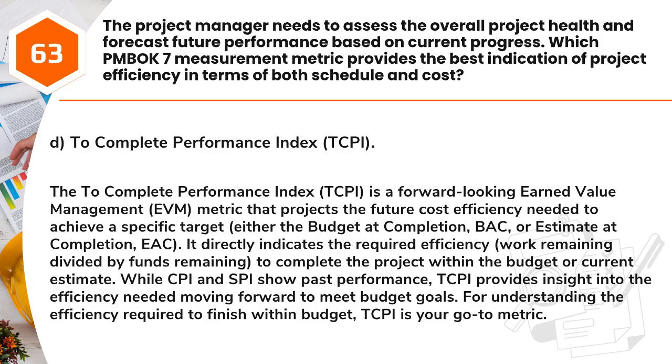The To complete performance index, TCPI, is a forward-looking earned value management, EVM, metric that projects the future cost efficiency needed to achieve a specific target, either the budget at completion, BAC, or estimate at completion, EAC. It directly indicates the required efficiency, work remaining divided by funds remaining, to complete the project within the budget or current estimate. While CPI and SPI show past performance, TCPI provides insight into the efficiency needed moving forward to meet budget goals. For understanding the efficiency required to finish within budget, TCPI is your go-to metric.